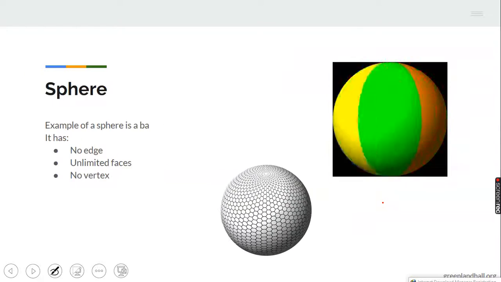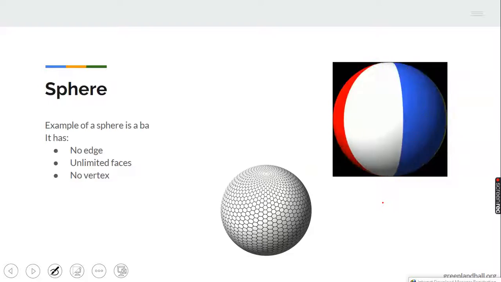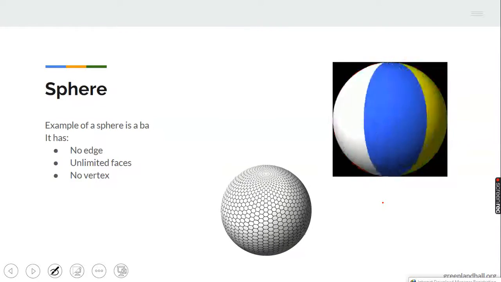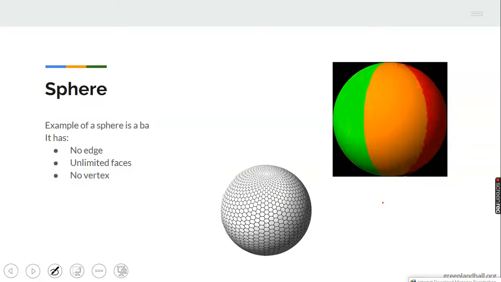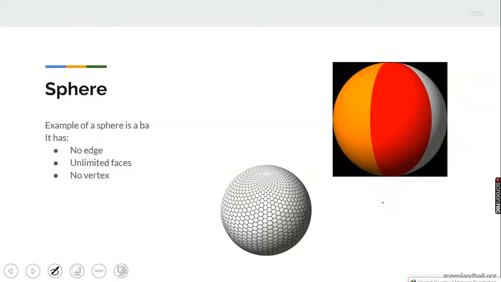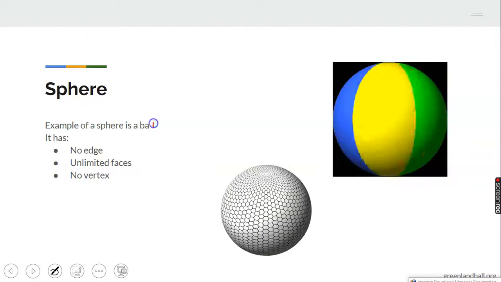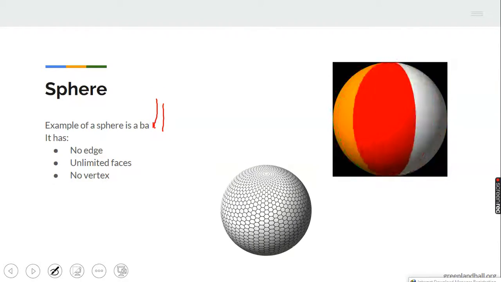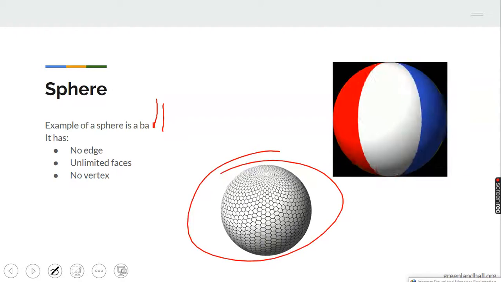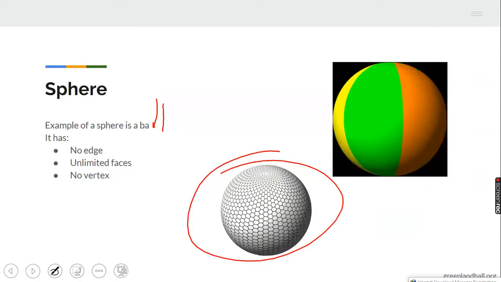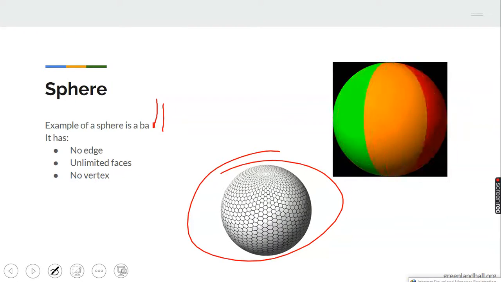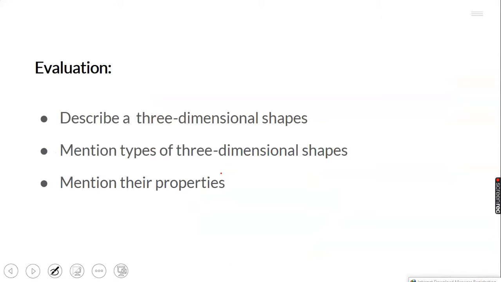But in the case of a sphere, just like a ball. Exactly. That is a solid object. An example of a sphere, like I said, is a ball. Alright? And a ball does not have an edge. Look at it, all around. No edge or limited faces, because you keep going around, you keep having the faces, and there's no vertex. That is a sphere.